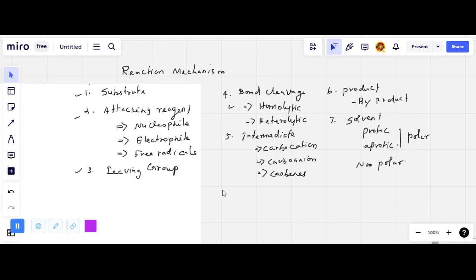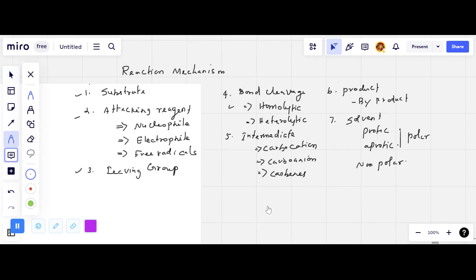So for every reaction, there should be a leaving group. It should be a good one. Then it's bond cleavage. Bond cleavage may be of two types, either homolytic or heterolytic. Homolytic means equal distribution of electrons is taking place, but in heterolytic, unequal distribution. Up to that we completed, I think, right? We have seen up to bond cleavage. So homolytic and heterolytic we completed.